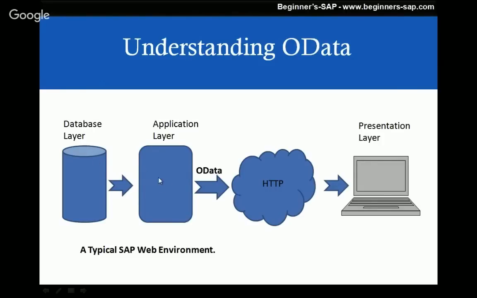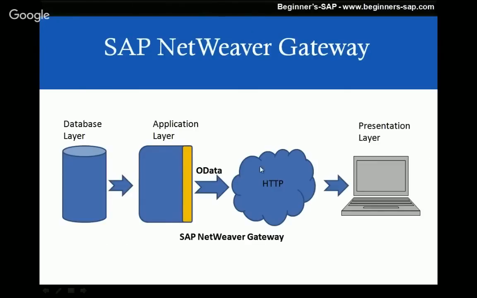The database layer will pull the data into an internal table in the application layer, and then that will be converted to OData and sent back to the presentation layer. But how does that happen? Basically, that internal table will be converted into OData using this layer here, which is known as the SAP NetWeaver Gateway. Gateway is a set of three application packages which SAP has already given, so basis people will install this on your application layer.